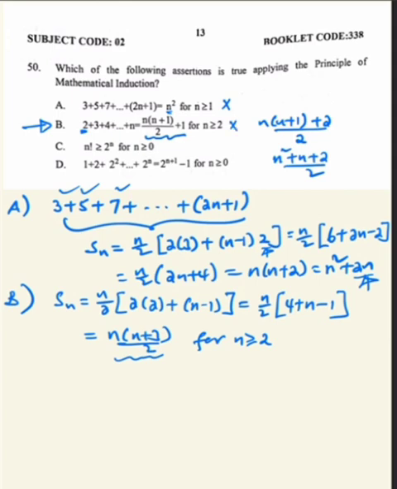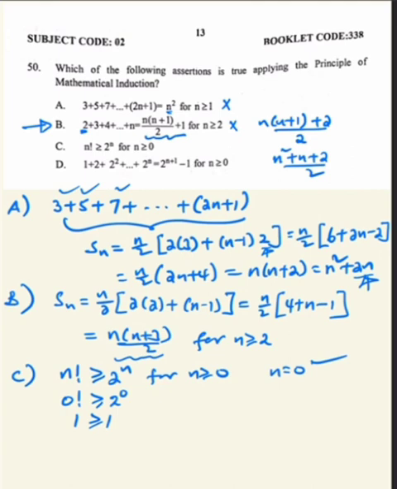So the one in B is also false. Moving to C, n factorial is greater than or equals to 2 the power of n for n greater than or equals to 0. This is false. If you take n as 0, 0 factorial is greater than or equals to 2 the power of 0, in this case 1 greater than or equals to 1, which is true. If we take n as 1, 1 factorial is greater than or equals to 2 the power of 1, or 1 is greater than or equals to 2. That is false. So for n greater than or equals to 0 the statement in C is not true.